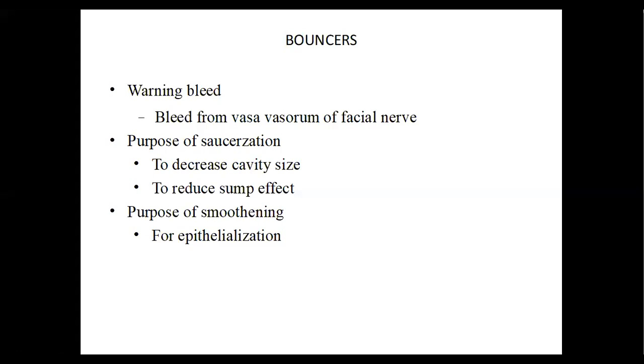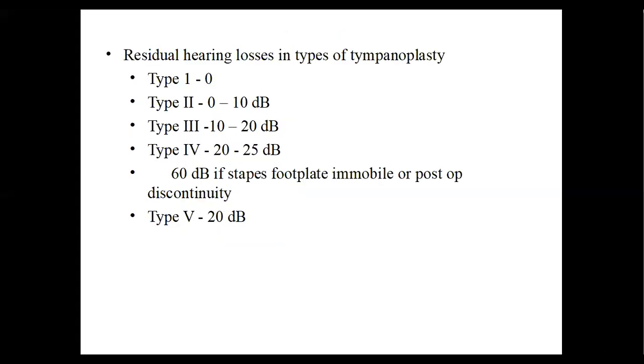When you make the mastoid cavity in line with that of the external canal, you are avoiding the sump effect. So there is a possibility of easy drainage of the mastoid cavity without any collection of discharge or secretion in the mastoid cavity. So you are avoiding sump effect, as well as helping epithelialization by saucerization. So that is the advantage of saucerization. Then certain rarely asked questions like, what is the residual hearing loss in the types of tympanoplasty?